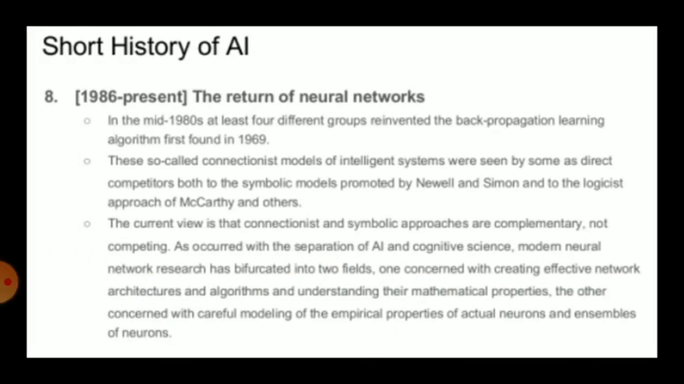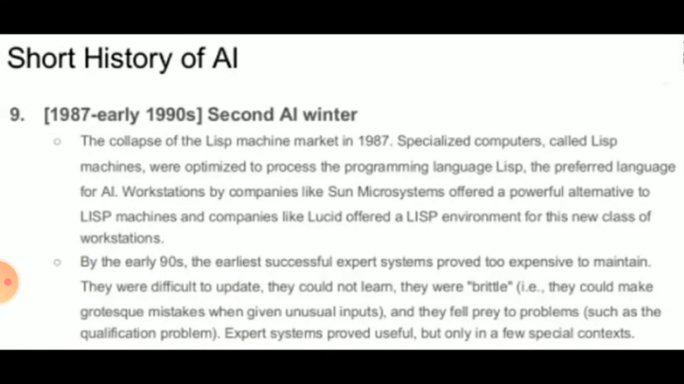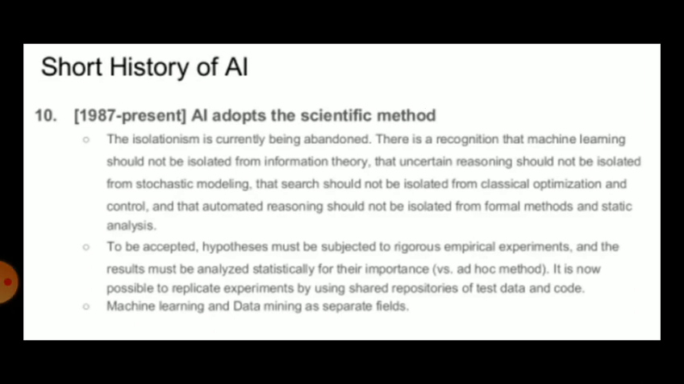Then 1986 to present, that is the return of the neural networks. Then 1987 to 1993, that is the second AI winter. The period between the years 1987 to 1993 was known as the second AI winter. Again, in this period, investors and government stopped funding for AI research. This is because of high cost but not efficient results. Then 1987, AI adopts the scientific method.